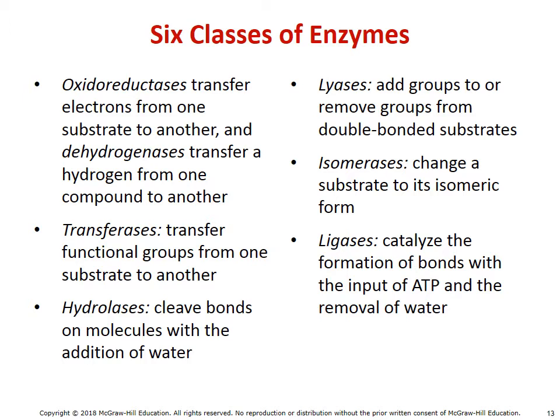Isomerases are going to help us create isomers. And honestly, most of you probably don't remember what isomers are, and that's okay. But again, an isomer is going to be something that is essentially the same basic chemical components, but the arrangement is now different. So isomers have the same parts, they're just arranged differently. And so what isomerases do is help rearrange the parts to create a different isomeric form.